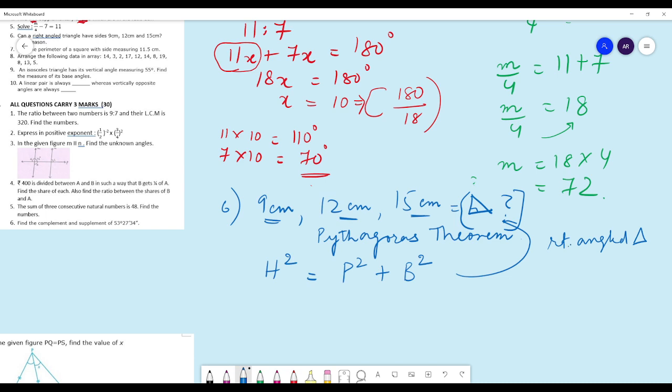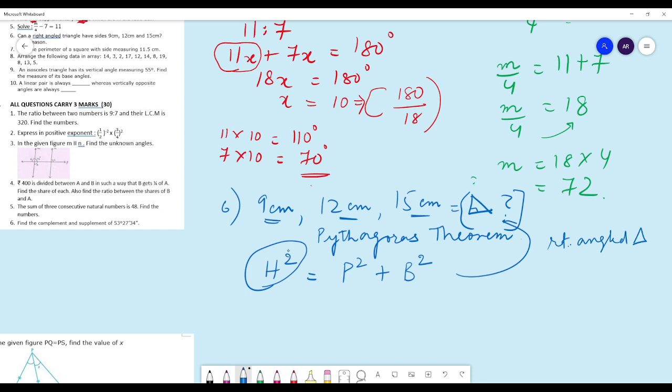Now how do we identify? Three measurements are given over here. So how do we identify which is the hypotenuse, which is the perpendicular, and which is the base? The most important thing is to identify the hypotenuse. Whichever you take as perpendicular or base does not matter at all, because in a right angle triangle, the perpendicular and the base are mutually interchangeable. What matters is what is the hypotenuse.